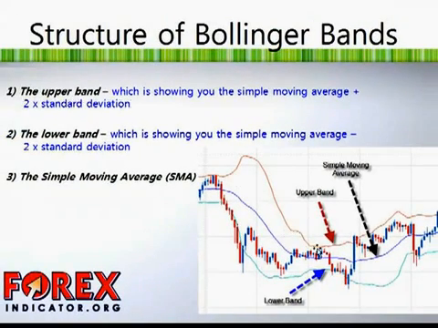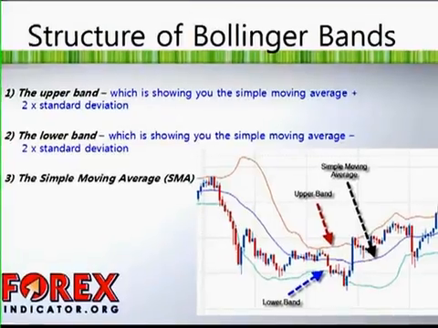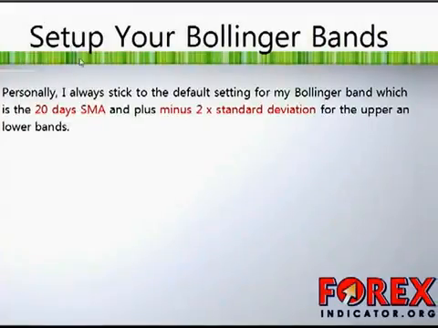The default setting that I'm using is that the two bands are 2 times standard deviation away from the simple moving average. So plus 2 times the standard deviation, you get the upper band, minus 2 times the standard deviation, you get the lower band. Basically, you just have to set it in your indicator on the platform by putting 2 for the standard deviation, and you will get exactly what you are seeing now. So for the setup, I'll stick to a 20 day SMA and plus or minus 2 standard deviation for the upper band and lower band.